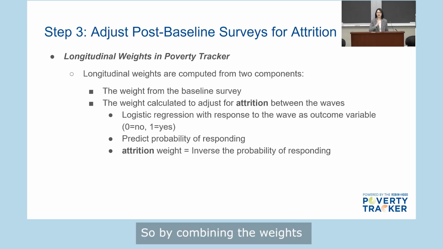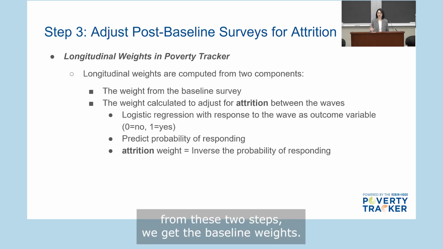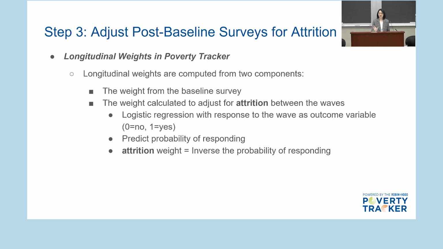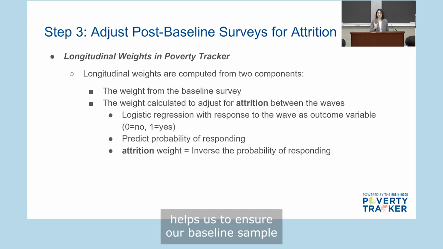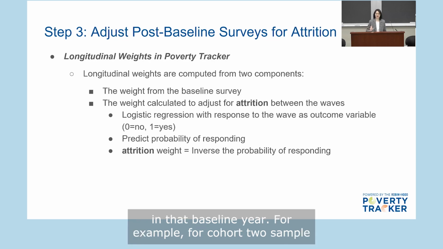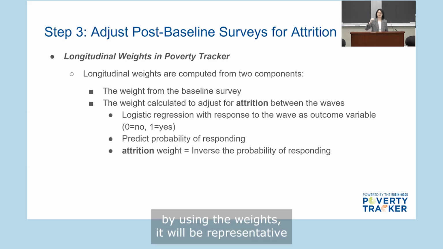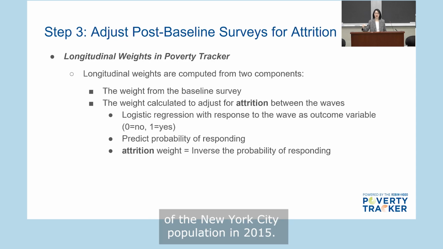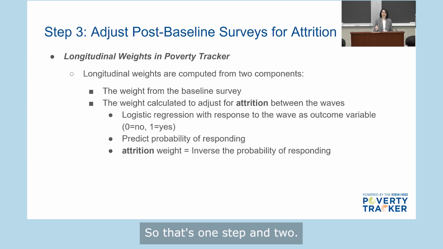So by combining the weights coming from these two steps, we get the baseline weights. What the baseline weights do is help us ensure our baseline sample is representative of the New York City population in that baseline year. For example, for cohort 2, that is our sample. By using the weights, it will be representative of New York City's population in 2015. So that's what steps 1 and 2 do.